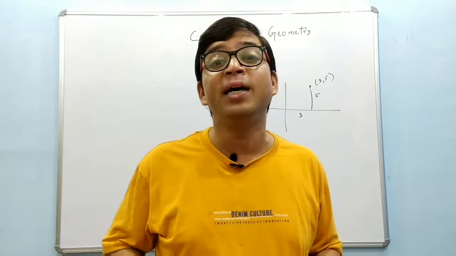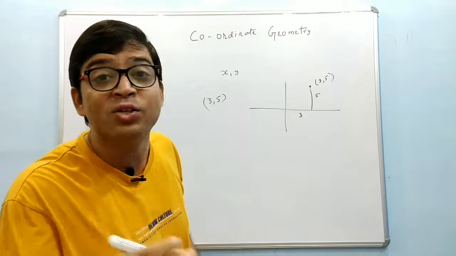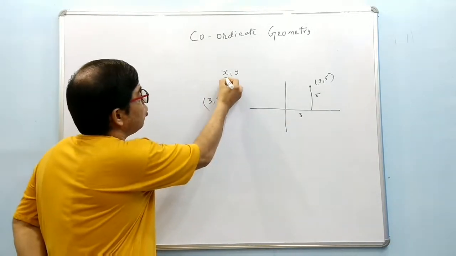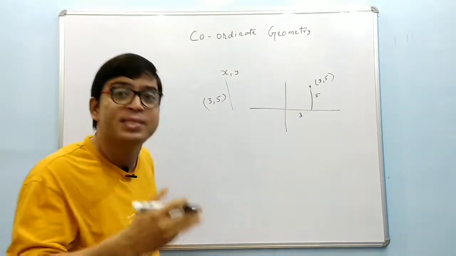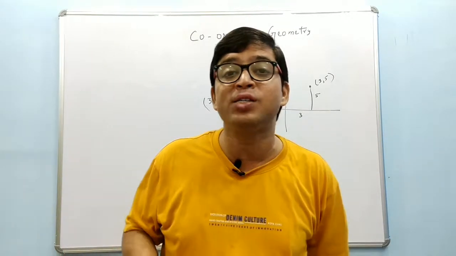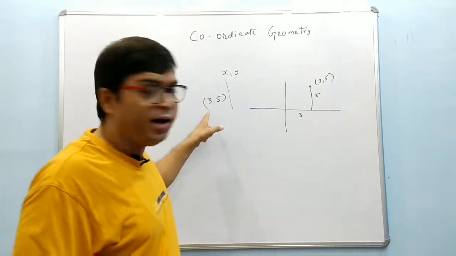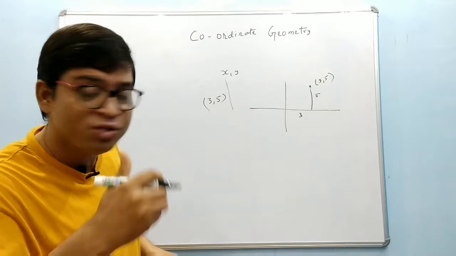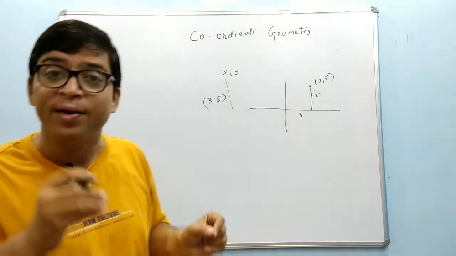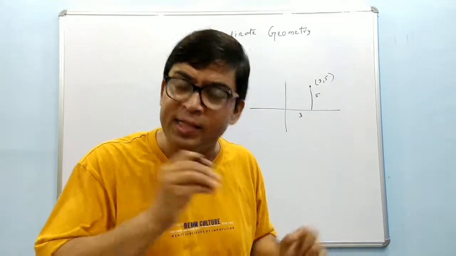You can easily identify. Now, what name do we give to the x coordinate and y coordinate? The x coordinate is known as abscissa and the y coordinate is known as ordinate. So what is the abscissa here? It is 3. What is the ordinate here? It is 5. So you can plot a point very easily.